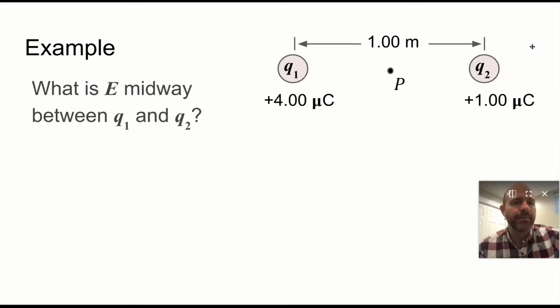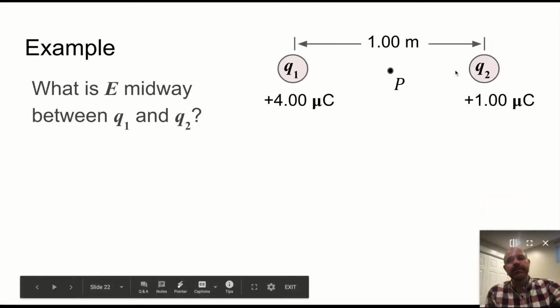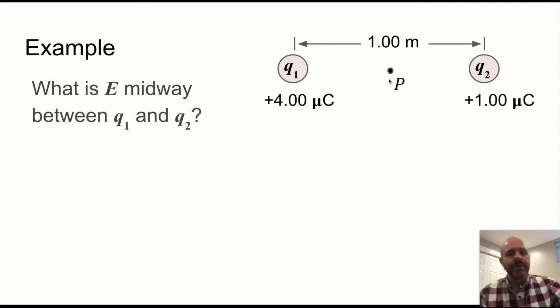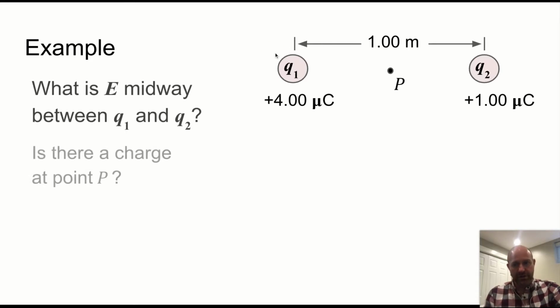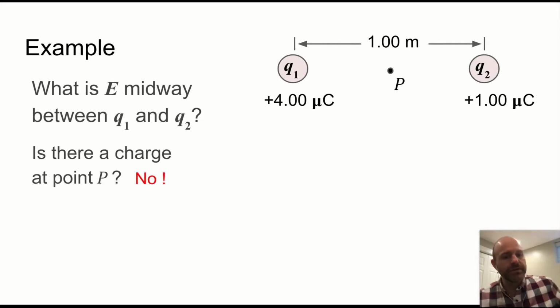Okay, so here's an example of how we might do this. We have charges 1 and 2, and we have this point in space midway between them. We want to know what the electric field strength is. Now, these are both positively charged particles. And we start by making sure we understand, is there a charge at point P? No. We are going to take our test charge, sort of in our own mind's eye, and think about placing it there and saying, what would happen if I placed a point charge there? Then we'll take it away and say, okay, what's the electric field at that point?